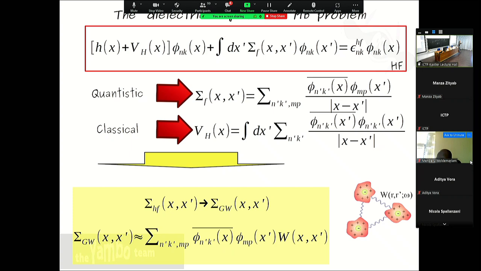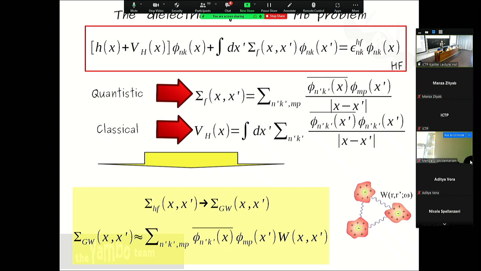This is an important concept that you have to keep in mind. Even if you do the formal derivation, we will do some formal derivation in the following. But this is actually the main conceptual content of the GW approximation. Now let's see. Of course, the pro of this derivation is that it is simple. You get it done in a few slides.